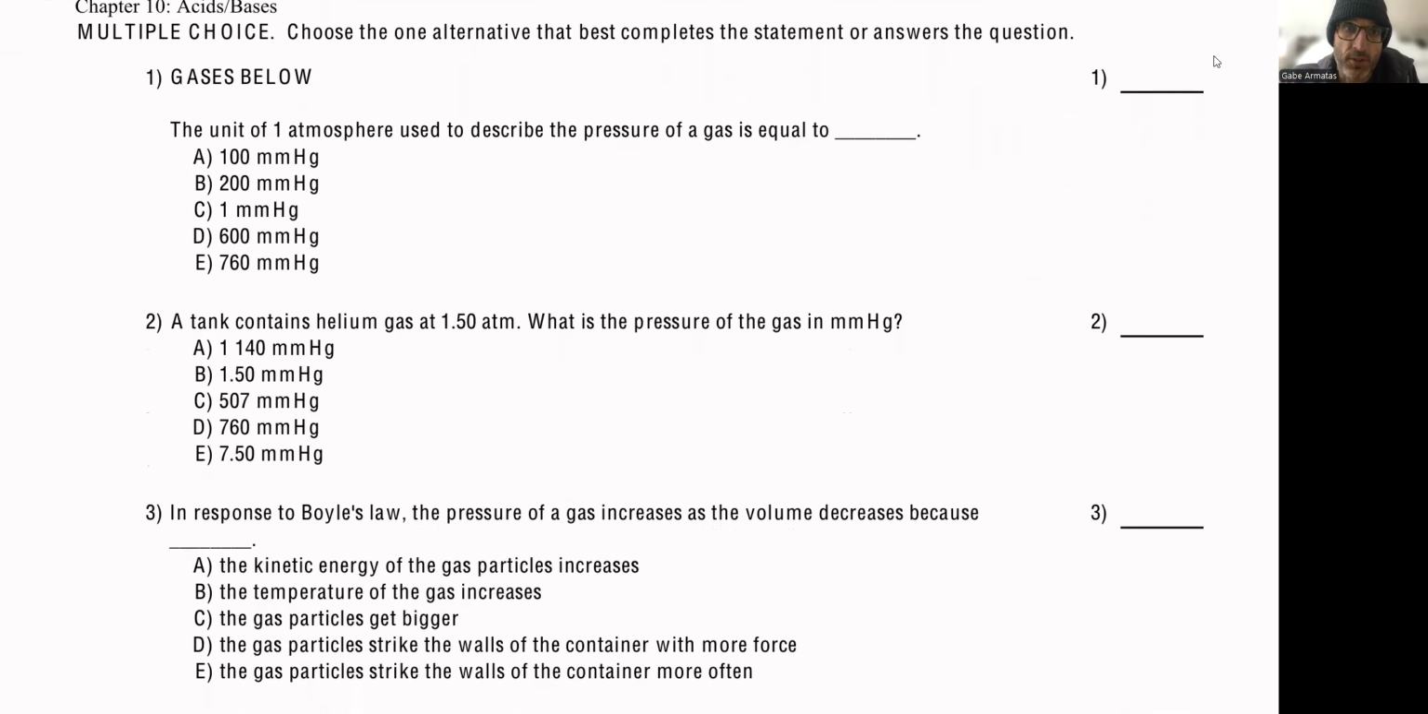So, first question. The unit of one atmosphere used to describe the pressure of a gas is equal to. Okay, so this is just a general idea. We use atmospheres for the ideal gas law, but we don't need to use it for the combined gas law. One atmosphere is equivalent to 760 millimeters of mercury.